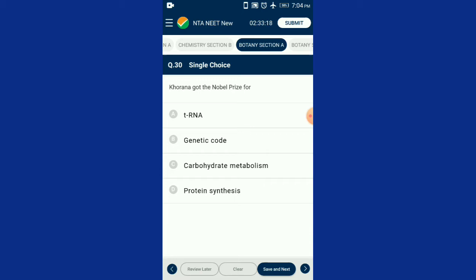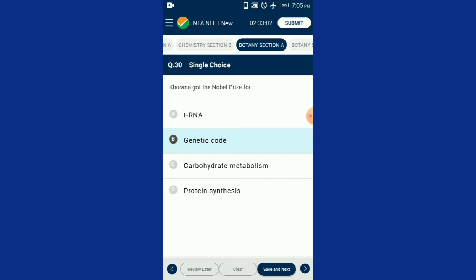61 codons code for amino acids and 3 codons do not code for any amino acid. Hence, they function as stop codons. The answer is option B. Khorana got the Nobel Prize for the genetic code.